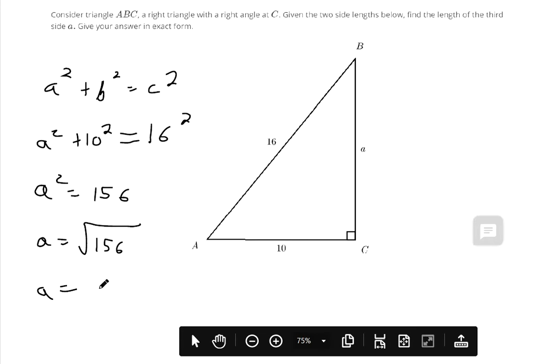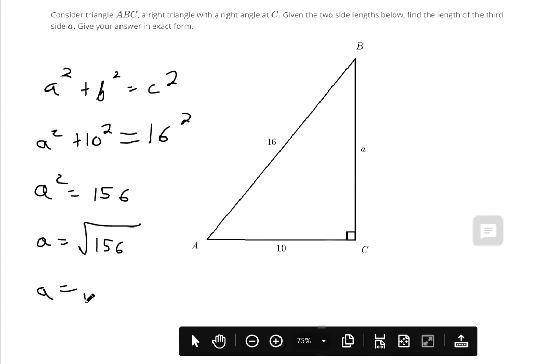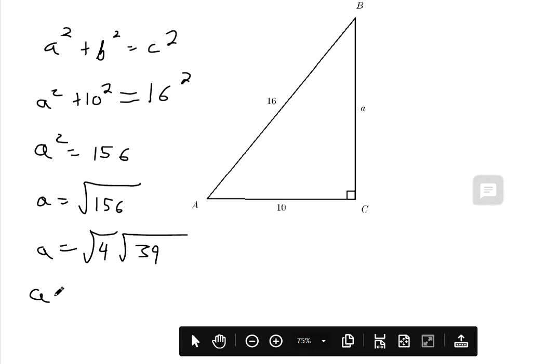And let's see if we can simplify that square root. Can I divide 156 by 4? I can. Maybe I could divide something else. But here, if you divide 156 by 4, you can break it up into a square root that turns out to be an integer. So we're simplifying the radical. Okay. So A is 2 square roots of 39.